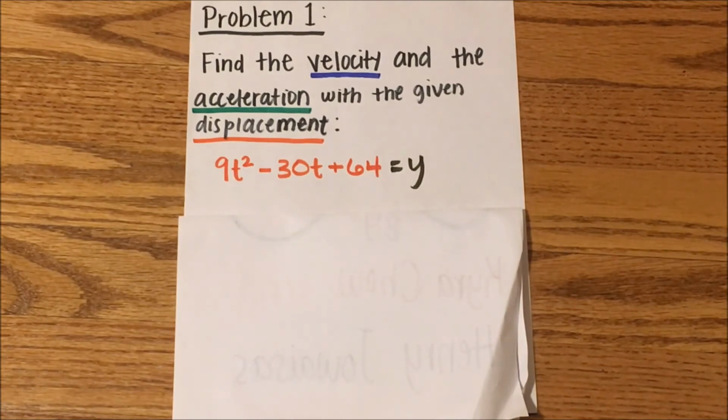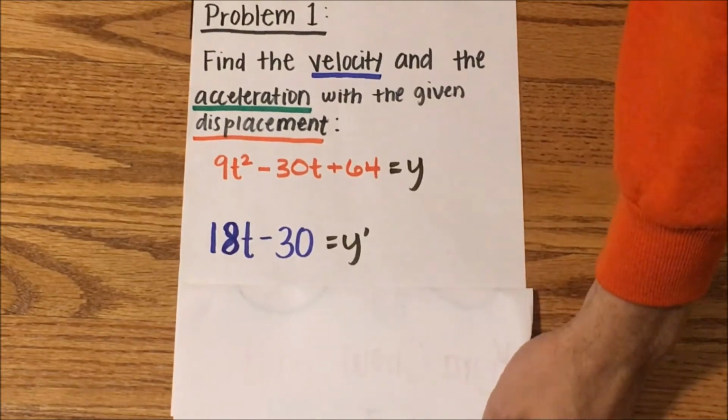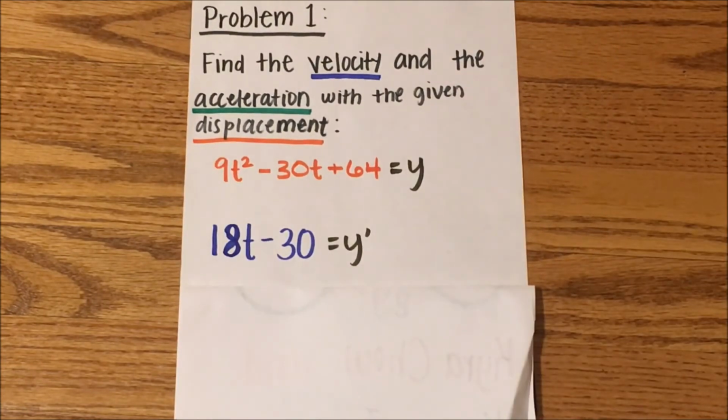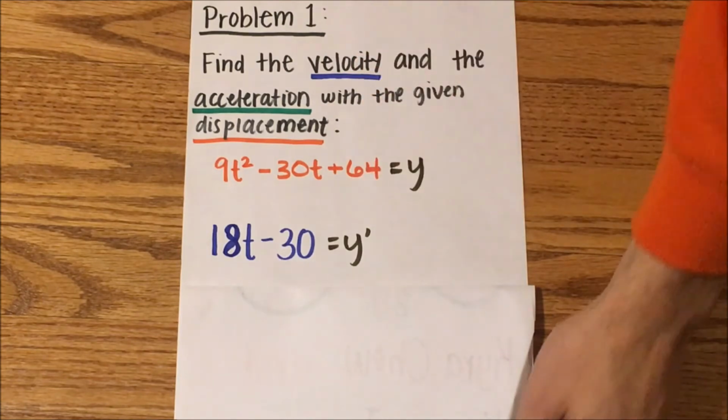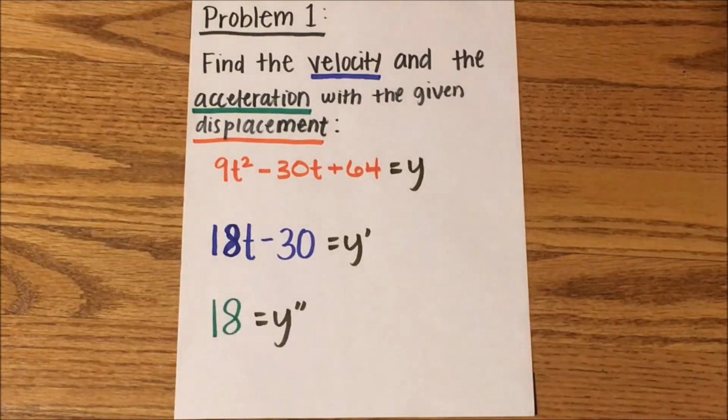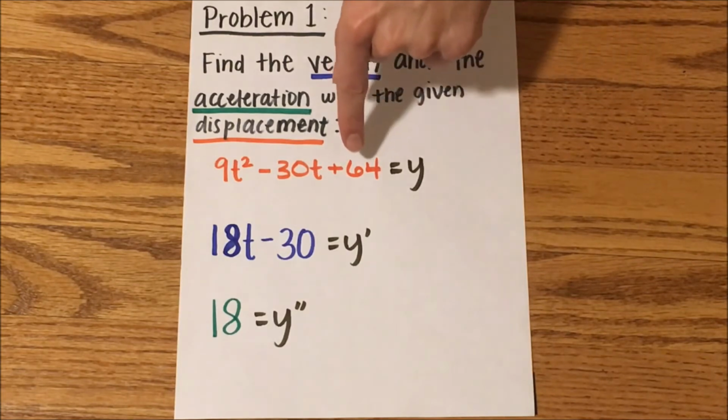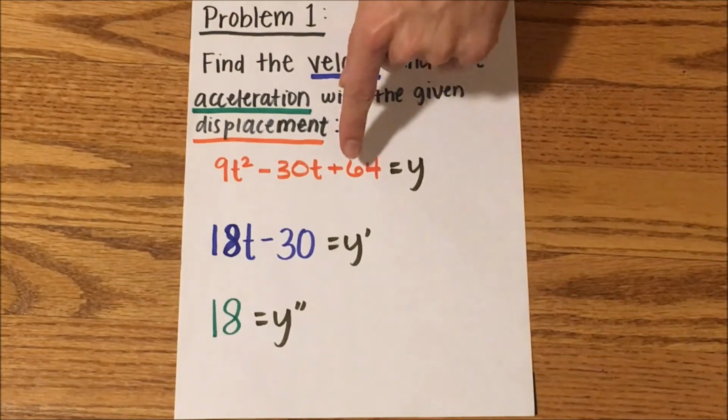Because we have the displacement equation, we can also find the velocity and the acceleration using that equation. The way we do this is by finding the derivative of the displacement equation. The first derivative will give you the velocity. You can find the acceleration by taking the derivative of the velocity equation that you just got. This is also called y double prime because it is the second derivative of the displacement equation.